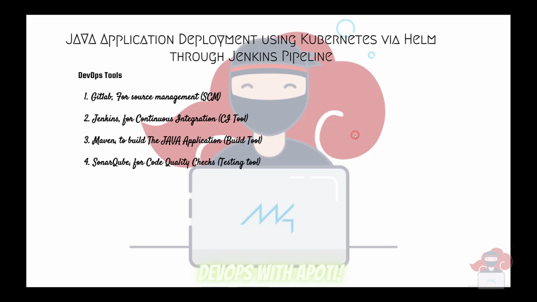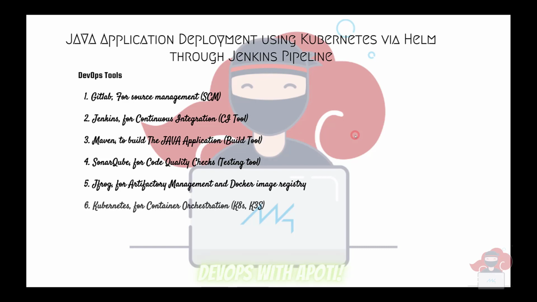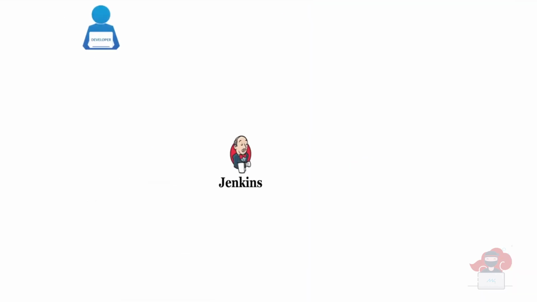Then we have SonarQube for code quality checks, which will act as our testing tool. The next tool will be JFrog for our Artifactory management and Docker image registry. Then we use Kubernetes for our container orchestration, Helm, our Kubernetes package management, and last but not the least, Docker for containerization. Let us explore the stage-by-stage workflow of our deployment.